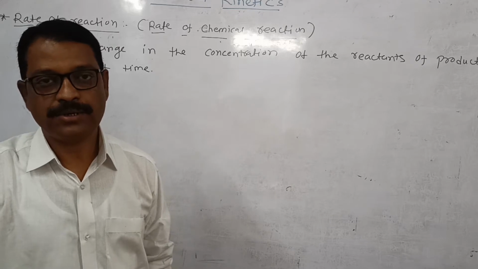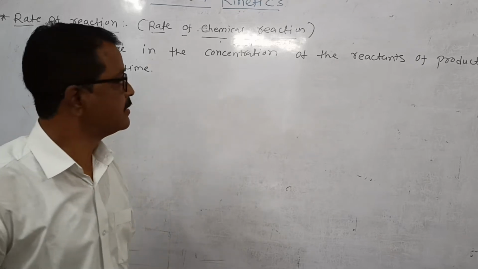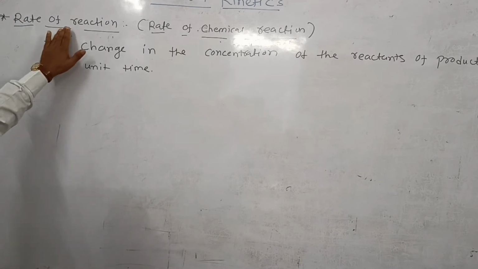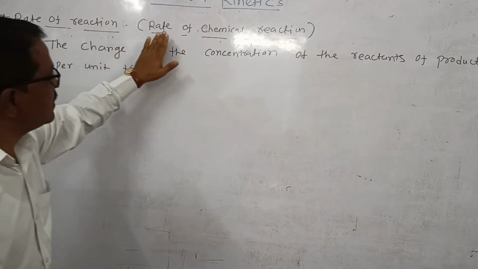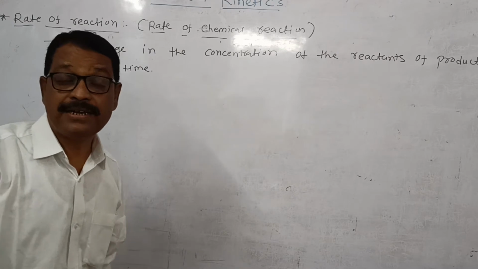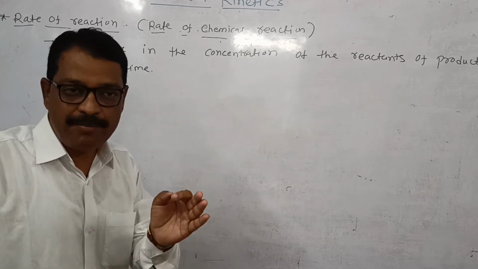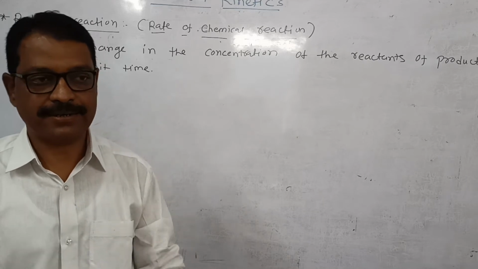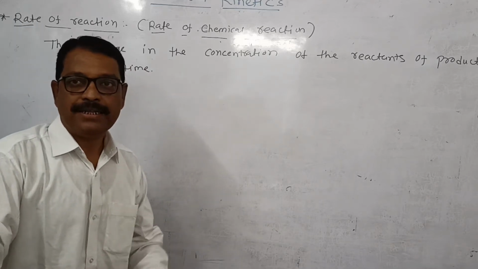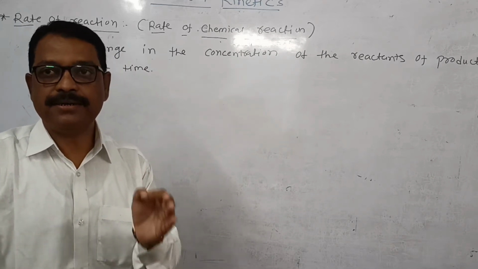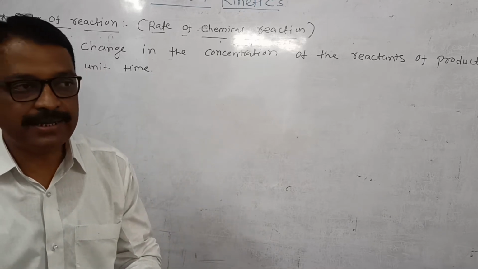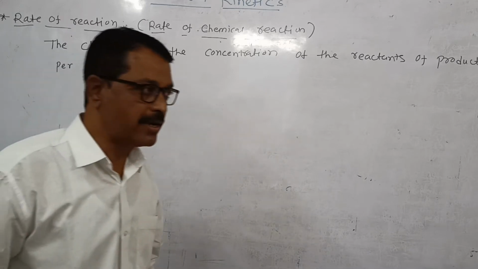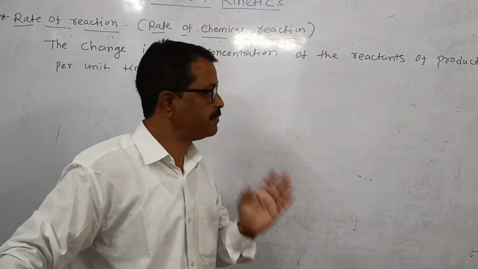Today we are going to the next point. The next point is rate of reaction. It means the rate of chemical reaction, the time taken for completion of reaction. The rate of reaction describes how rapidly the reactants are consumed or the products are formed.